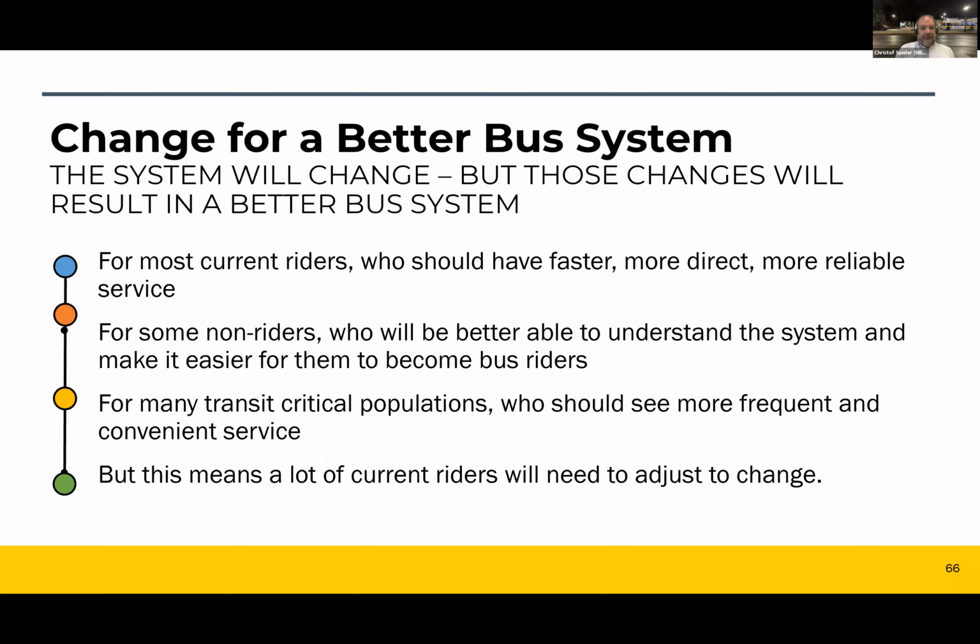So overall, this is about changing for a better bus system. This system will change, but these changes will result in a better network. We're trying to say for most current riders, we should have faster, more direct, and more reliable service. For some non-riders, it should be easier to understand the system and make it easier for them to become bus riders. For transit critical populations, we are focusing on providing more frequent and more convenient service.